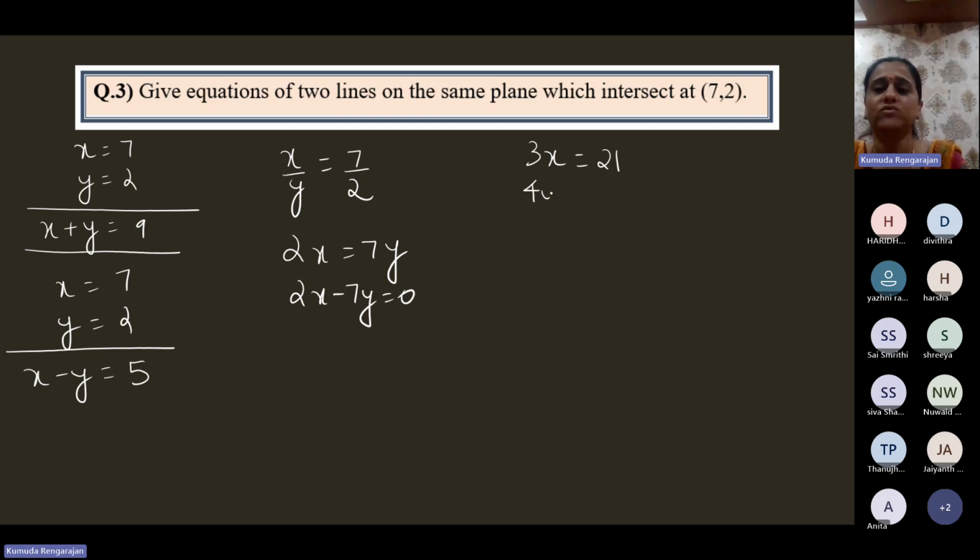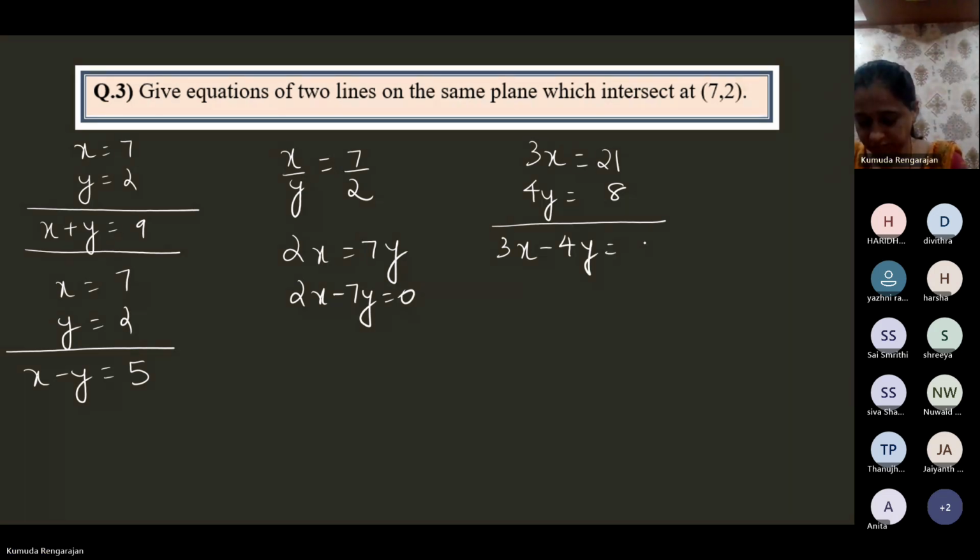Say 4y. What is 4y equal to? 8. Now you can add or subtract, whatever. Now what do you get when you subtract them? 3x minus 4y is equal to? 13. So this is another equation, the graph of which will have this point 7, 2 lying on it.